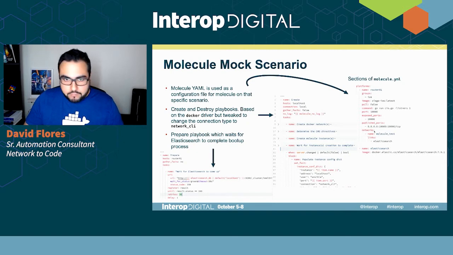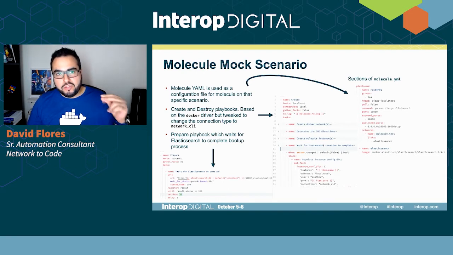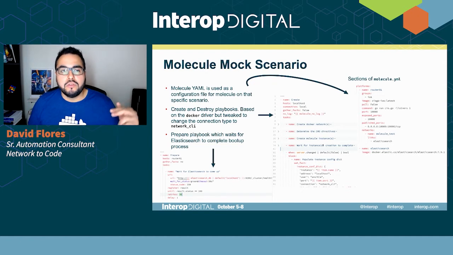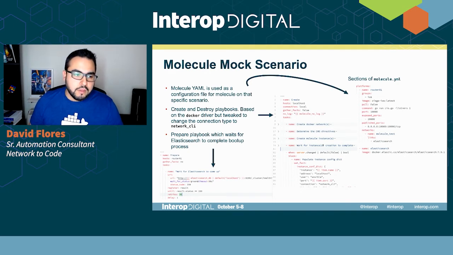And yeah, there are also create and destroy playbooks that are based on the Docker driver, but are tweaked to change the connection type to network_cli. So basically, Molecule is going to fire them up as normal container images, but then it's going to connect to them instead of going through the Docker route. It's going to use the network_cli connection plugin, SSH, to get the data and to connect to the instance.